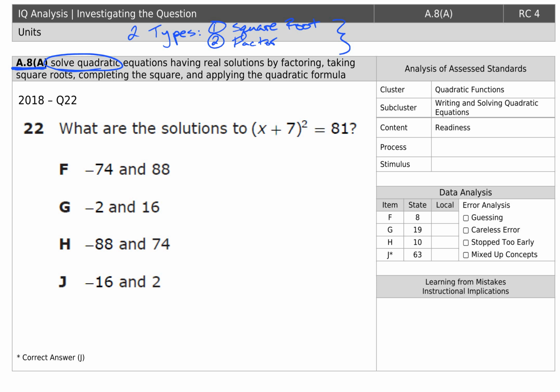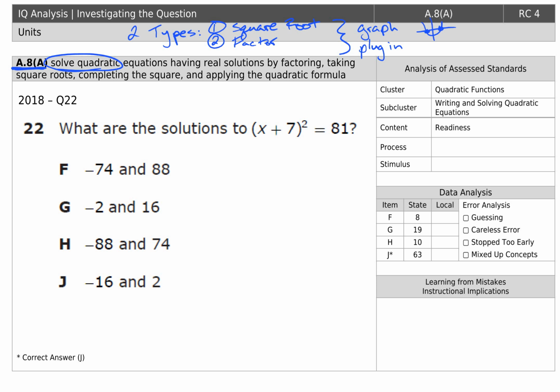You can either graph it in your calculator, in which case you look to see where the roots are, and if it's not in the window, you change the window of the calculator. Or second, you can plug in your answer choices.